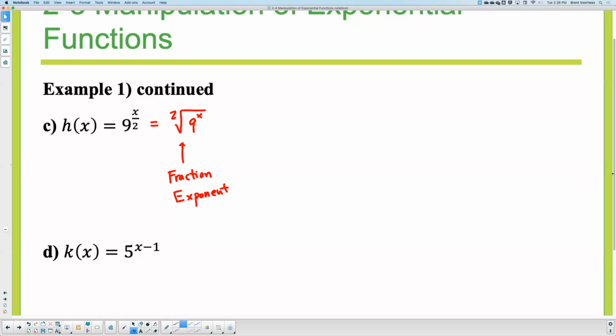Now this can simplify. When you take a square root, you don't actually have to write that 2 there. You can just rewrite it as 9 to the power of x. What is the square root of 9? 3. So I can rewrite this as 3 to the power of x. So what has changed? I started with 9 to the power of x over 2. I now have 3 to the power of x. What did I change? The base.